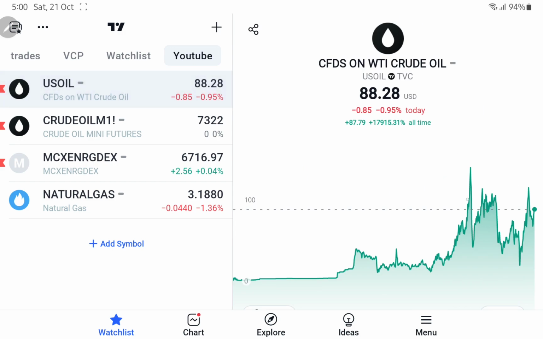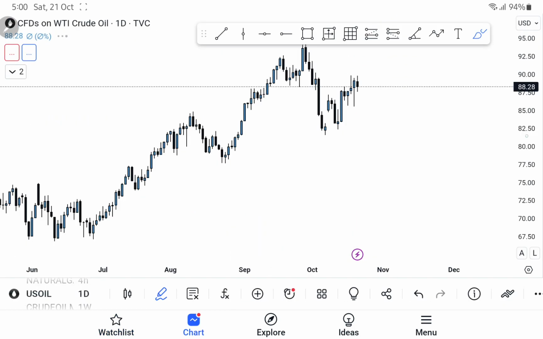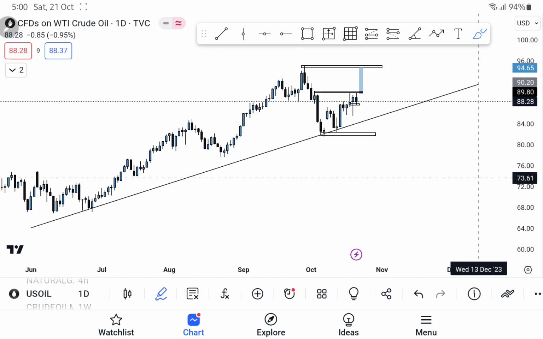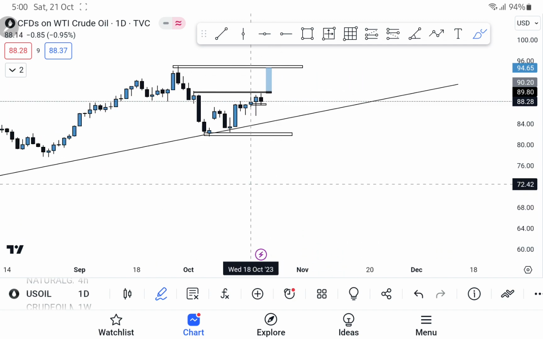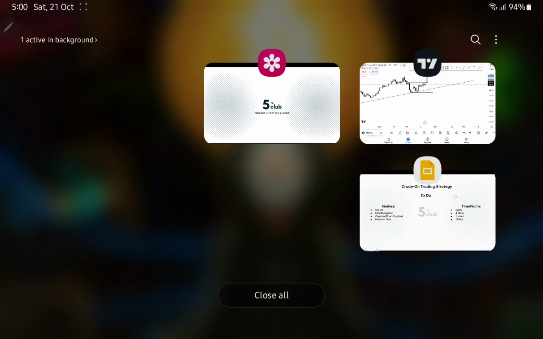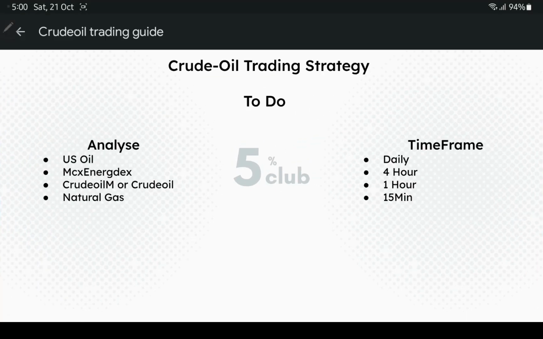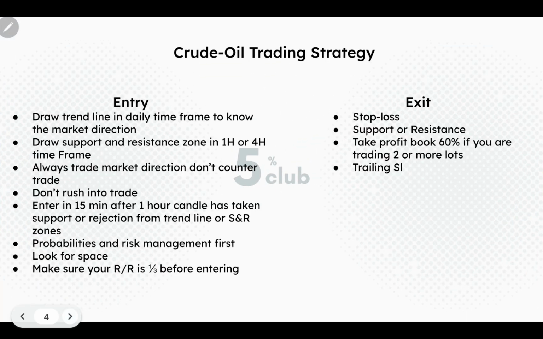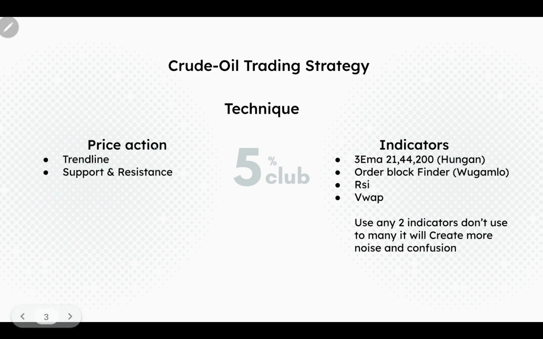I showed you how to analyze on US oil already. That is the same way you should analyze it on natural gas and MCX energy dex too. So next one is, let's see what all are the steps. The third thing is price action. I showed you how to analyze it. Trend line, support and resistance.